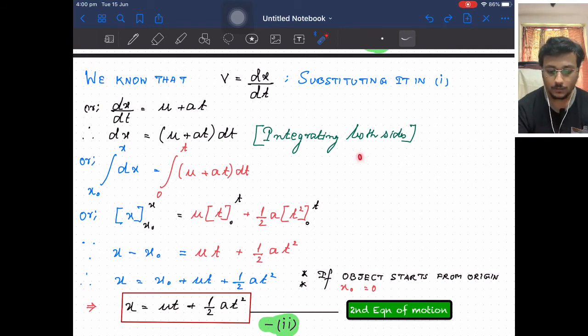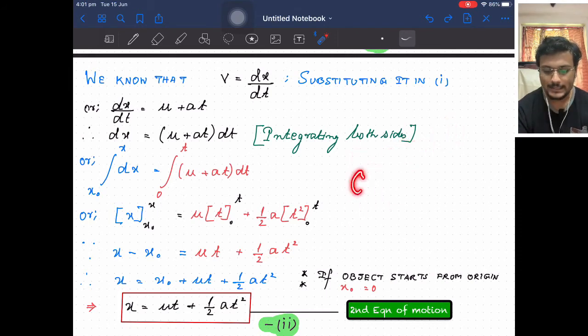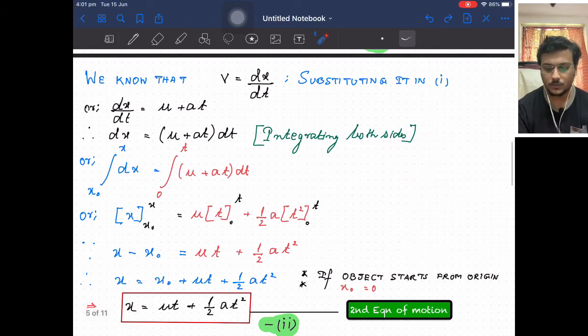Now let's take a look at this one, integration of at square dt. Now this is a function, dt will act upon t. It's not going to act upon acceleration because acceleration is a constant in this case. So let's take acceleration outside. We have integration of, sorry, not t square, integration of at into dt. So dt will act on t, a will go outside because that's a constant. So let's do it. Acceleration taken out, we have t into dt.